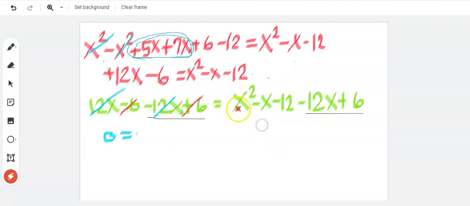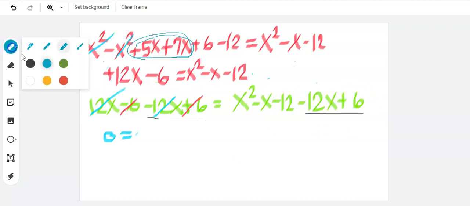At the right side, we have one quadratic term. This is a quadratic term because we have exponent 2, so it is a term of the second degree. And then we have two linear terms, negative x and negative 12x. And we have two constants, negative 12 and positive 6.